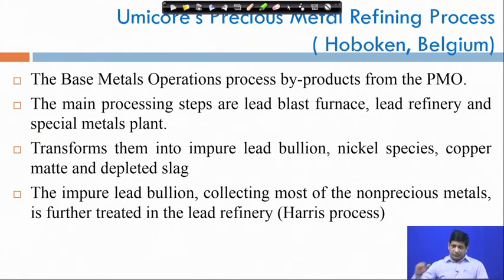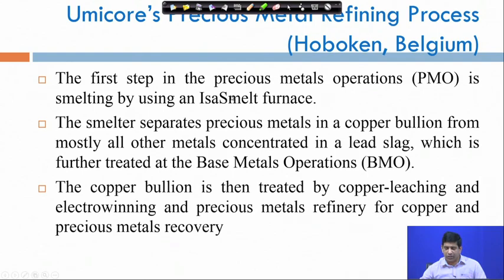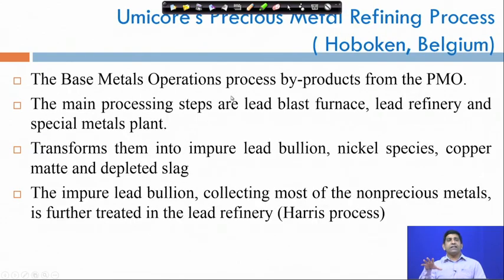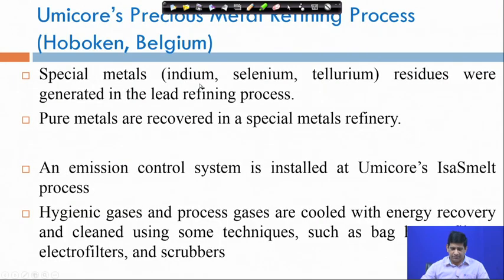The base metal operation process handles the byproduct from the precious metal operation. The main processing steps are the lead blast furnace, lead refinery, and a special metals plant. There is a process which transforms the impure lead, nickel species, copper matte, and depleted slag. The impure lead bullion that collects most of the non-precious metal is further treated in the lead refinery, which is known as the Harris process. Again, these are the different processes being used.